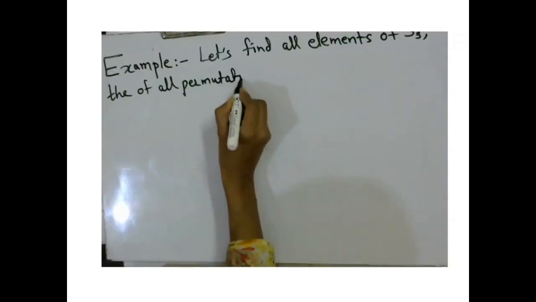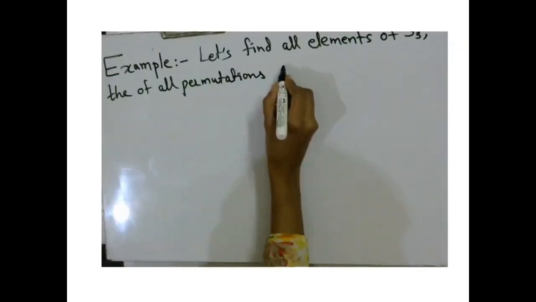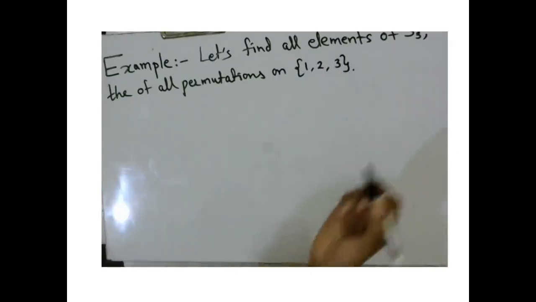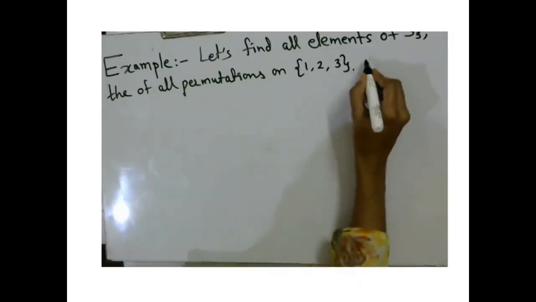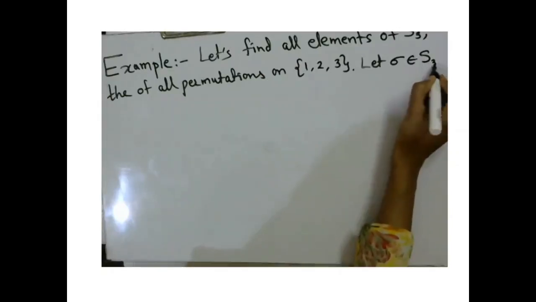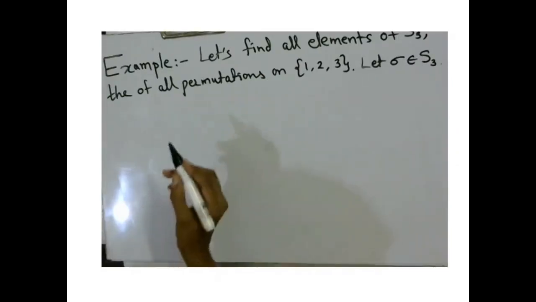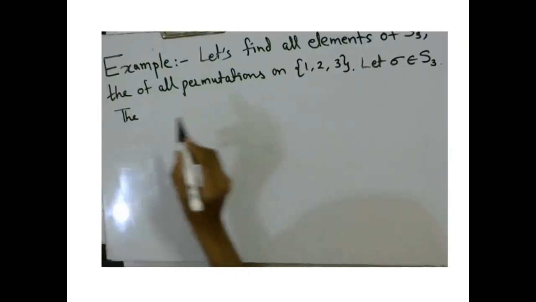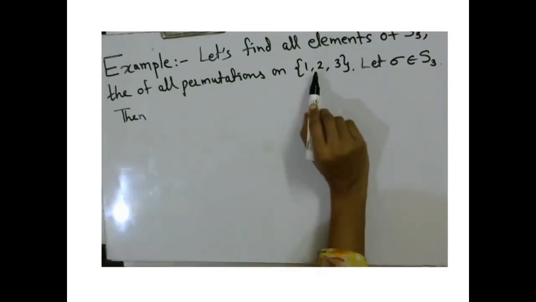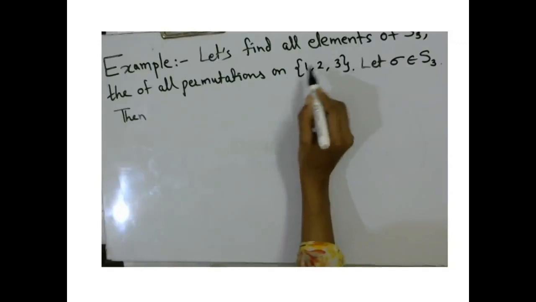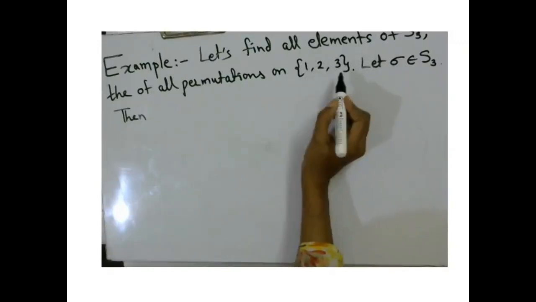The set of all permutations on 1, 2, 3. So let us consider one permutation. Let sigma be a permutation in S3. Sigma belongs to S3. Then sigma belonging to S3 means what? Sigma is a permutation from this set 1, 2, 3 to this set only. So sigma will map the elements of the set 1, 2, 3 to 1, 2 or 3 only.